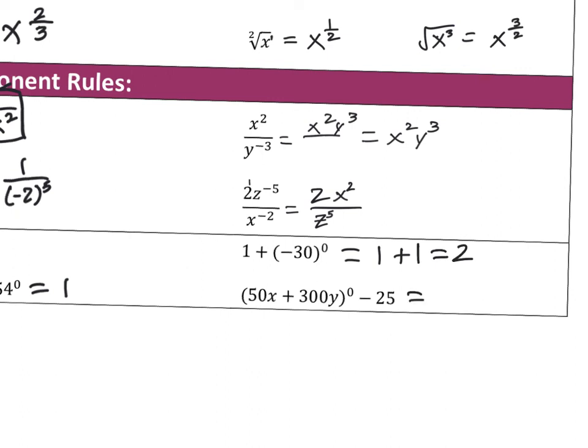On this last problem down here, again, this 0 applies to everything in the parentheses. So all of this to the 0 power, it doesn't matter what's in here, it's all to the 0 power, which just changes it to a 1. So I really have 1 minus 25 in this case. So 1 minus 25 is a negative 24.